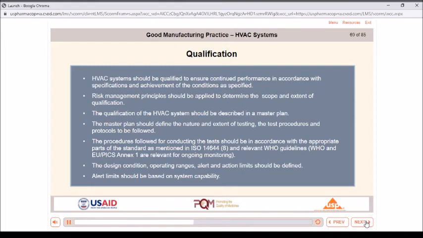The procedures followed for conducting the tests should be in accordance with the appropriate parts of the standard as mentioned in ISO 14644-8 and relevant WHO guidelines. WHO and EU PICS Annex 1 are relevant for ongoing monitoring. The design condition, operating ranges, alert, and action limits should be defined. Alert limits should be based on system compatibility.